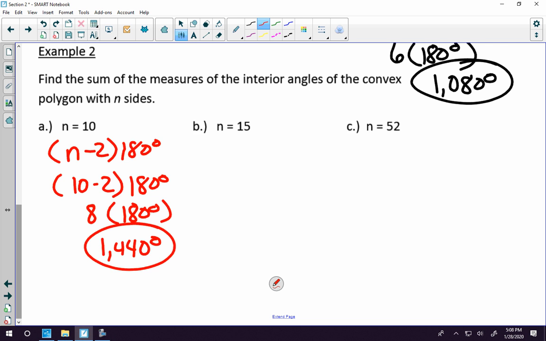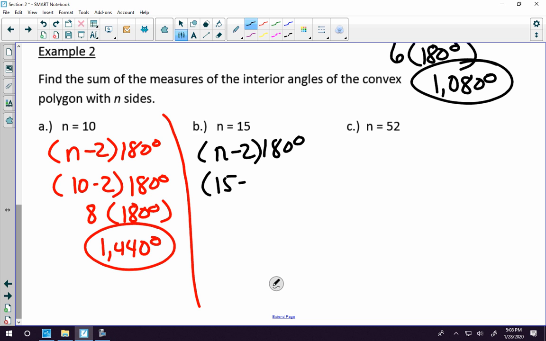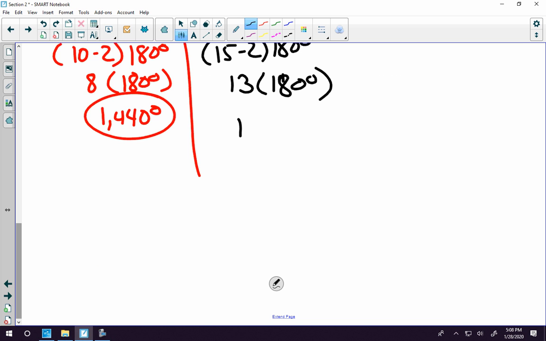Okay, for letter B, if it's a 15-gon, again, using how many sides it has, minus 2, times 180 degrees. So a 15-gon definitely has 13 triangles inside of it. So we're talking about 13 times 180 degrees, which is some large number. I can't do that mental math, so we're going to work this out here.